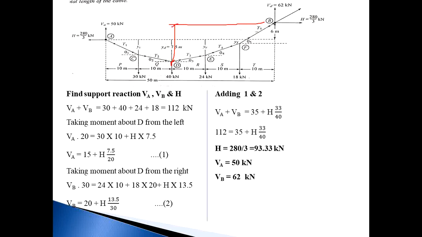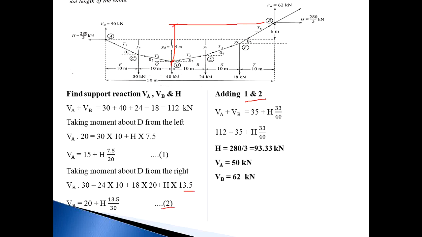this. We already know 7.5 meter up to point A, but support B is 6 meter above the level of support A. So from this point to this point the height is 7.5 plus 6, that is 13.5. So by solving this equation, we get VB is equal to 20 plus H into 13.5 divided by 30. This is equation number 2.